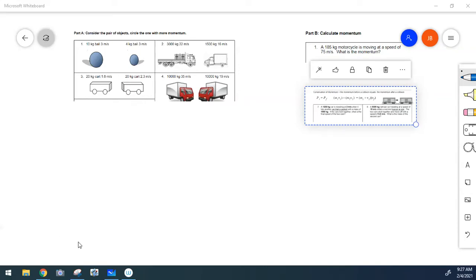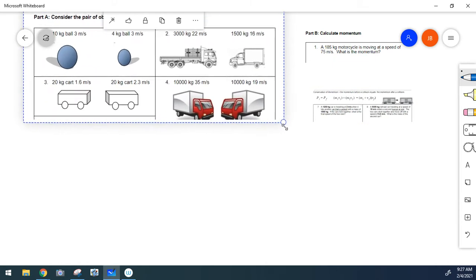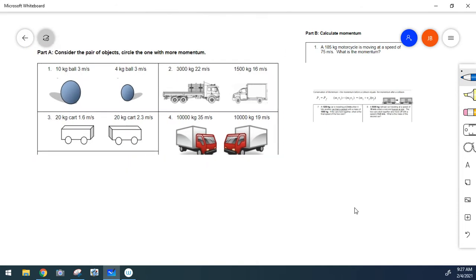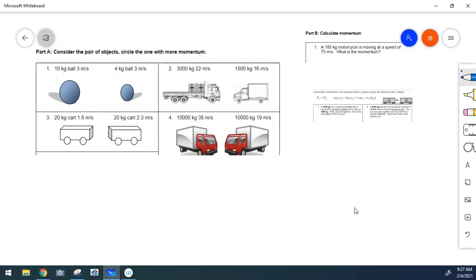Okay, so for today's assignment for calculating momentum, the first part has got some pictures at the top, and it says consider the pair of objects and circle the one with more momentum. So when you look at this, you notice in the first one they have the same velocity. So if they have the same velocity, then the object with the more mass is going to have the more momentum. In this third example, you'll notice that they have the same mass. So in that case, you would go with the one that had more momentum.